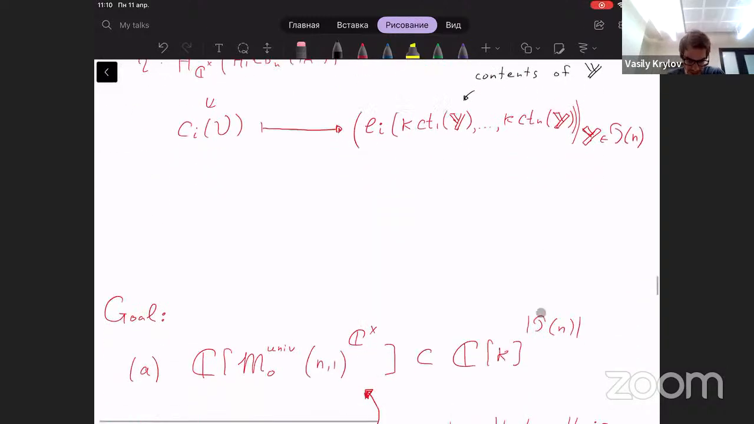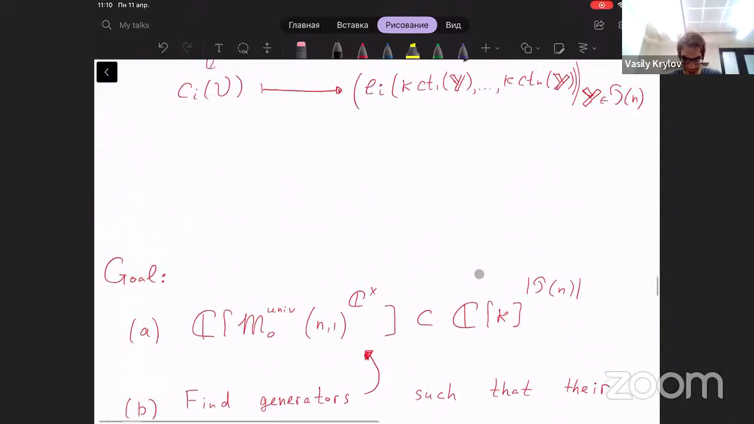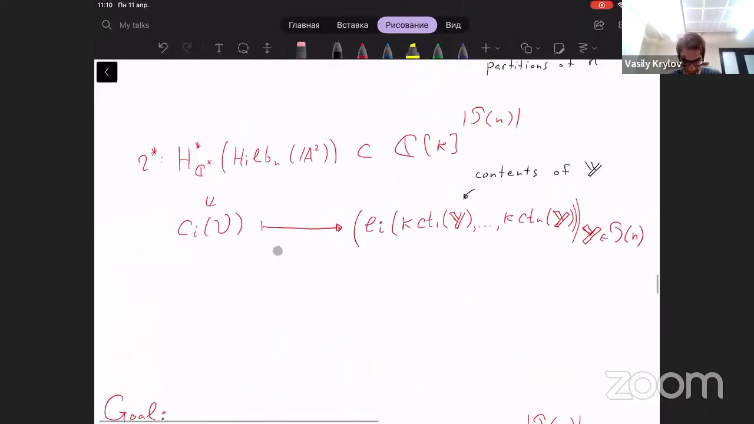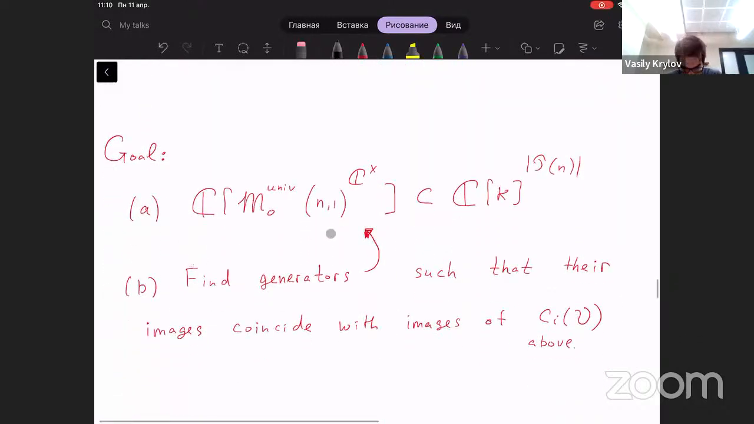Okay, so let me now explain the idea of the proof. So the idea of the proof is the following. Let me show it again. We have just described a certain explicit embedding of the left-hand side of the Hikita conjecture inside something simple. The idea is to find the explicit embedding of the right-hand side of the Hikita conjecture inside the same algebra, and find generators here which will go to the same elements as the generators above, the Chern classes, did.